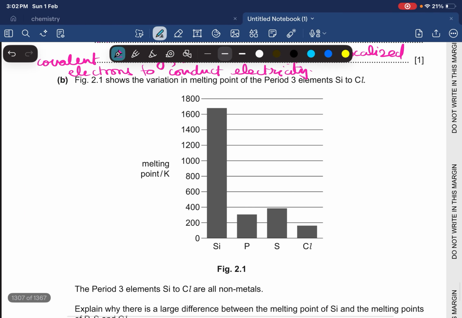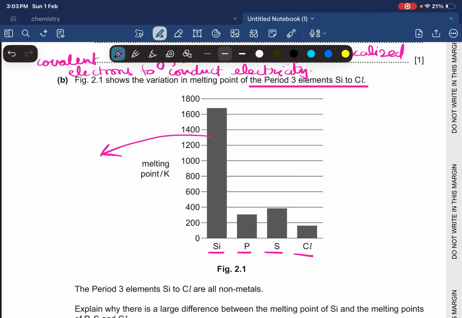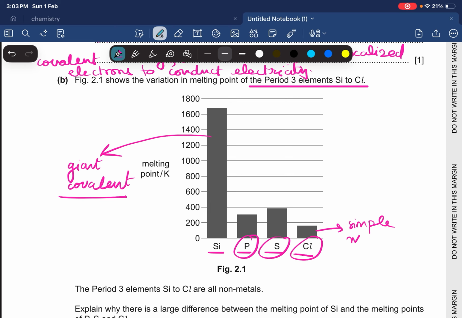Figure 2.1 shows the variation in melting points of period 3 elements from silicon to chlorine. That's silicon, that's phosphorus, that's sulfur, and that's chlorine. So what's happening is the melting point is decreasing, then increasing, then decreasing. Why does silicon have the highest? You should know that it is a giant covalent structure, and to melt it we have to break the strong covalent bonds. Phosphorus, sulfur, and chlorine are simple molecular structures, right?